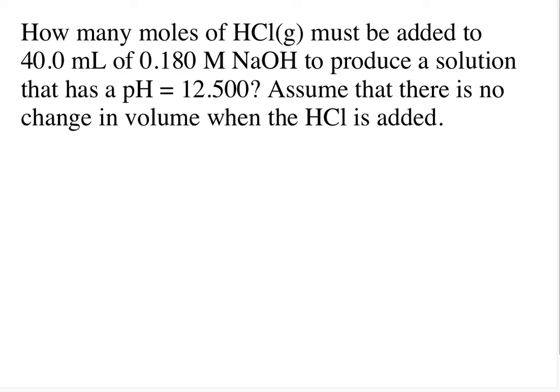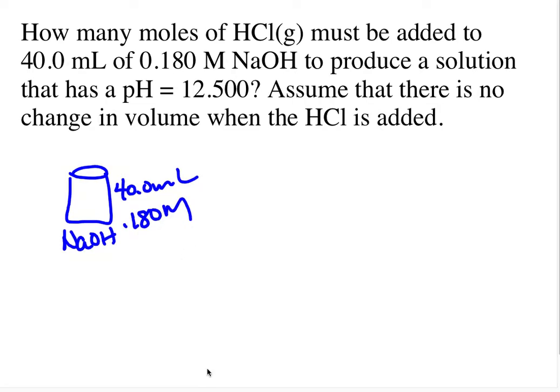This one says how many moles of hydrochloric acid must be added to 40 mL of a 0.18 molar NaOH solution to produce a solution that has a pH equal to 12.500. Assume there's no change in volume when the HCl is added, or we would have to do some sort of dilution to start with. So let's take a look. We have an NaOH solution. We have 40 mL of it, and it's a 0.180 molar solution.